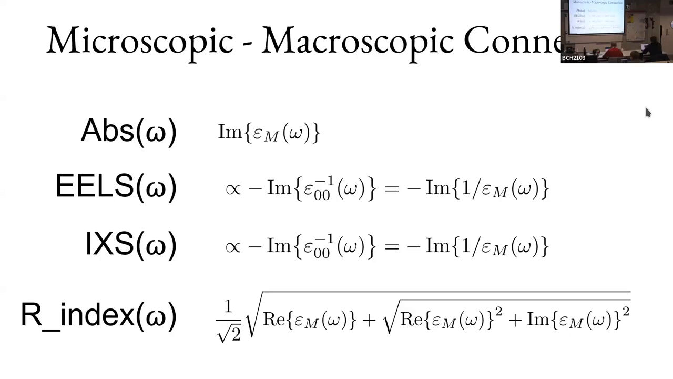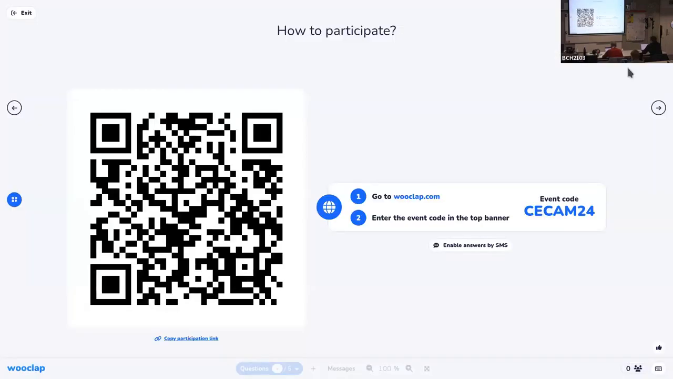Okay, what time is it? Okay, so now let's do a little test. If you can take your telephone app, you can go to the website, it's called wooclap.com, so wooclap.com, and put the flag CCAM24. Okay, let's go.